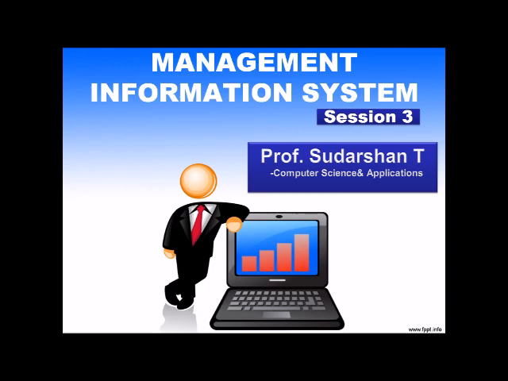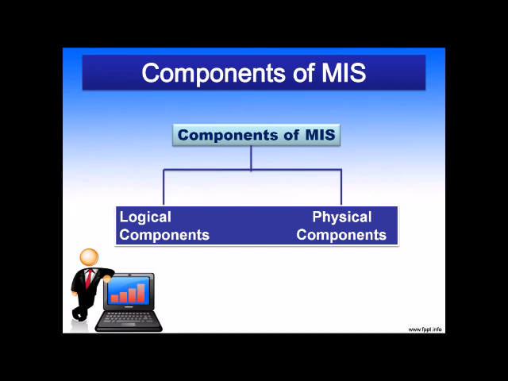In the last session, we learnt about characteristics of management information system. In this session, we are learning about what are the components of the management information system. The components of management information system are classified into two parts. First one is logical components, second one is physical components. Means that how logical components and physical components are working in management.